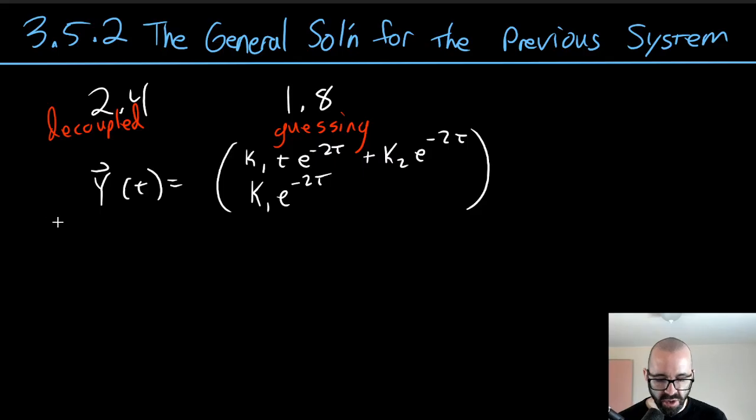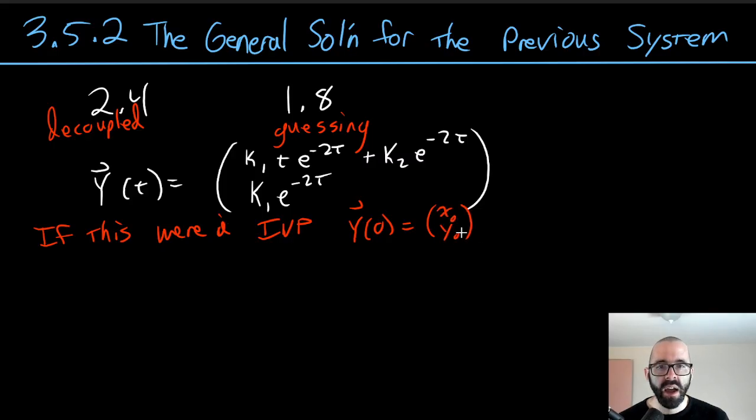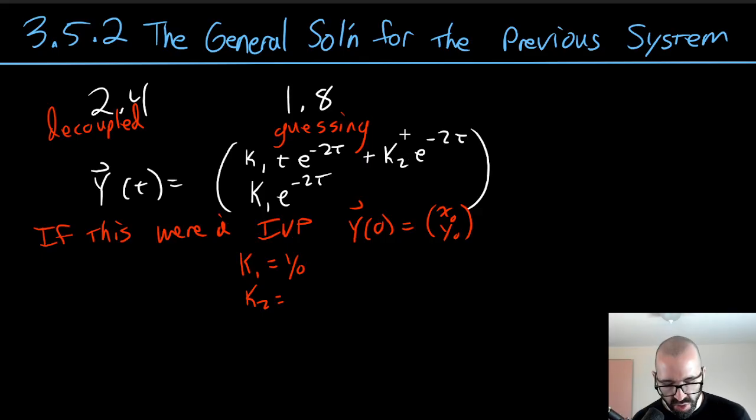Let's say we're looking at an initial value problem. If this were an initial value problem, then we would have an initial condition of x naught and y naught. And this initial condition says very interesting things about k1 and k2. Because we notice that k1 will always just be the initial value of y. And then if we plug in t equals 0 here, this whole thing becomes 0, and this becomes 1. So k2 is actually, again, just the initial value for x.